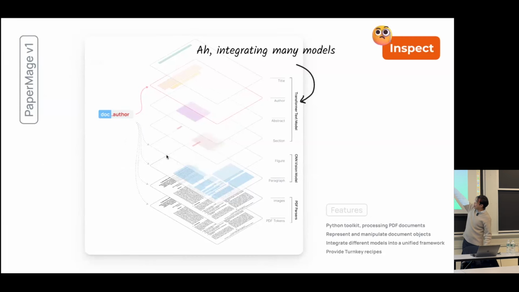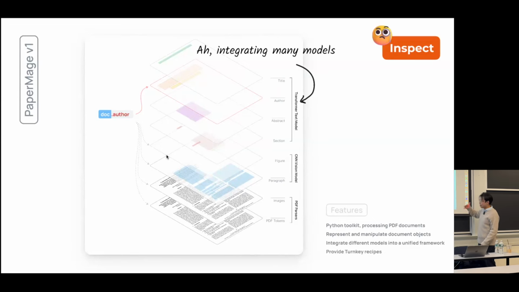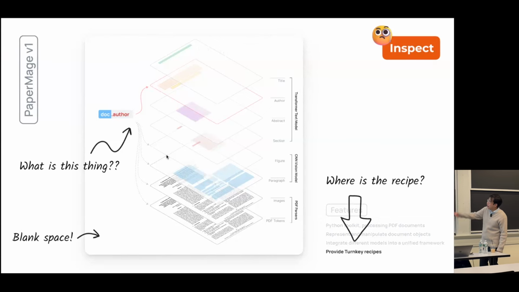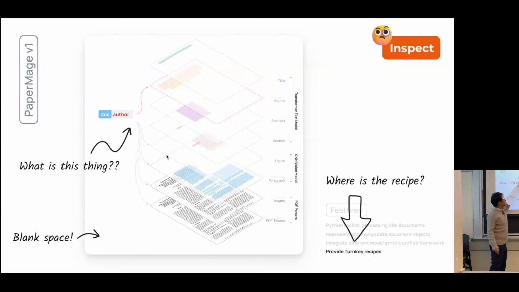You know, there are transformer text models, CNN visual models, and PDF parsers, integrating many models. Sort of the idea in this plot. But what is this thing? I don't know if it's clear on the slide, but there are a bunch of arrows pointing from the author to different layers here.